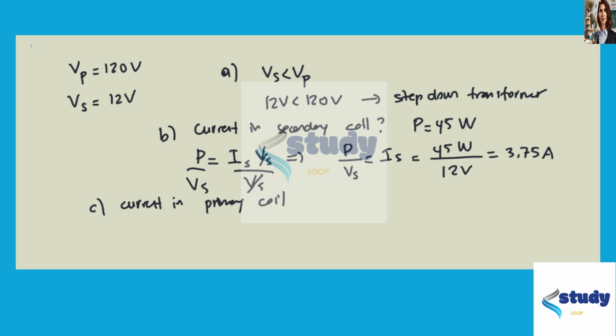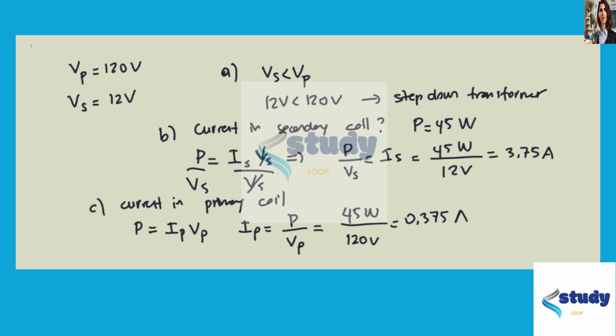In part C, we're asked to calculate the current in primary coil. Again, pretty much same equation. Power is the same for both. So the primary current times the primary voltage is going to give us the power. So from this equation, then power divided by the primary voltage is going to give us the primary current. 45 watts divided by 120 volts is going to be equal to 0.375 amps.